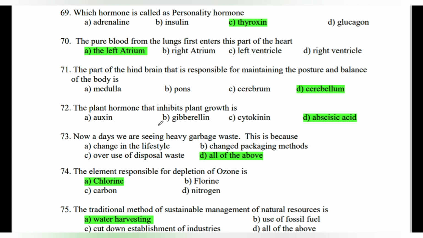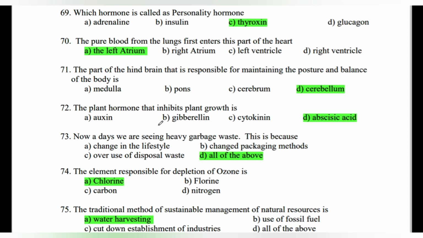Which hormone is called the personality hormone? Thyroxine hormone is called the personality hormone. The pure blood from the lungs first enters this part of the heart. It is the left atrium. The part of the hindbrain that is responsible for maintaining the posture and balance of the body is cerebellum. Cerebellum maintains the balance and posture of the body.